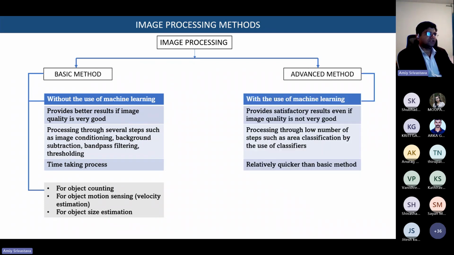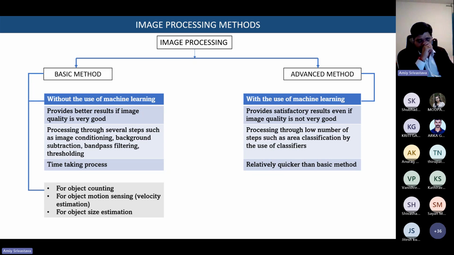Now let's talk about the advanced method. In the advanced method, we use machine learning, which provides satisfactory results even if image quality is not very good. You can get a very good idea, and relatively quicker than basic methods. Processing goes through a low number of steps, such as area classification by the use of a classifier. When you use the basic method, you have to apply many different steps. But if you apply machine learning, you don't need to apply many different steps. So that way it is good.